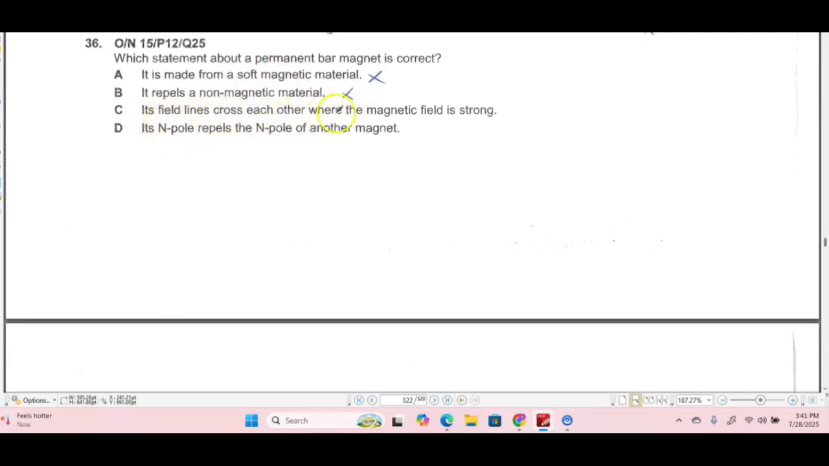Its field lines cross each other where the magnetic field is strong. No, the field lines never cross each other even if the magnetic field lines are strong. Its north pole repels the north pole of another magnet. Yes, this is correct.